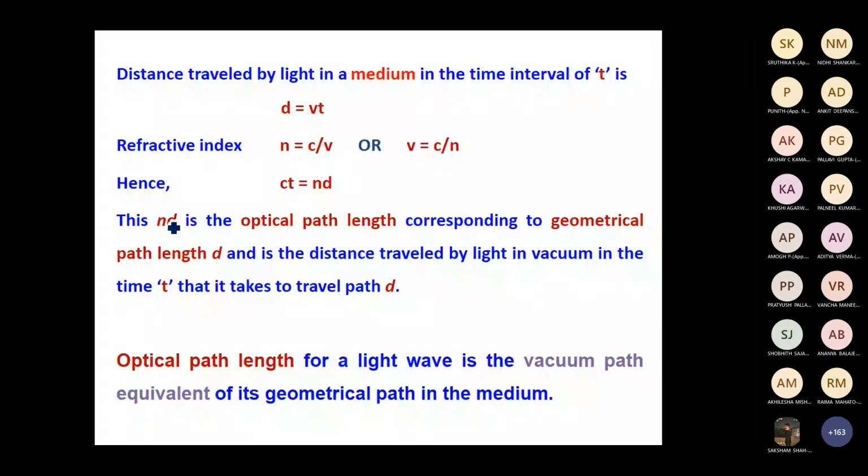So geometrical path d multiplied by refractive index will give the optical path. So geometrical path and optical path are not the same. Geometrical path is d, optical path length is nd. So optical path length for the light wave is the vacuum path equivalent of its geometrical path in that medium. So you need to multiply the geometrical path by n. I hope this is clear. Hope the difference between the geometrical path and optical path is clear.